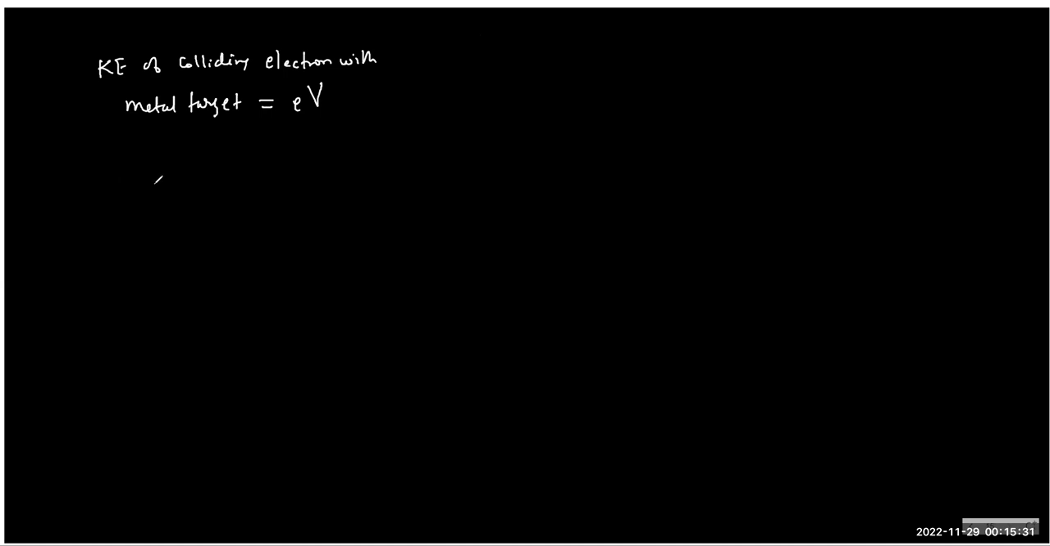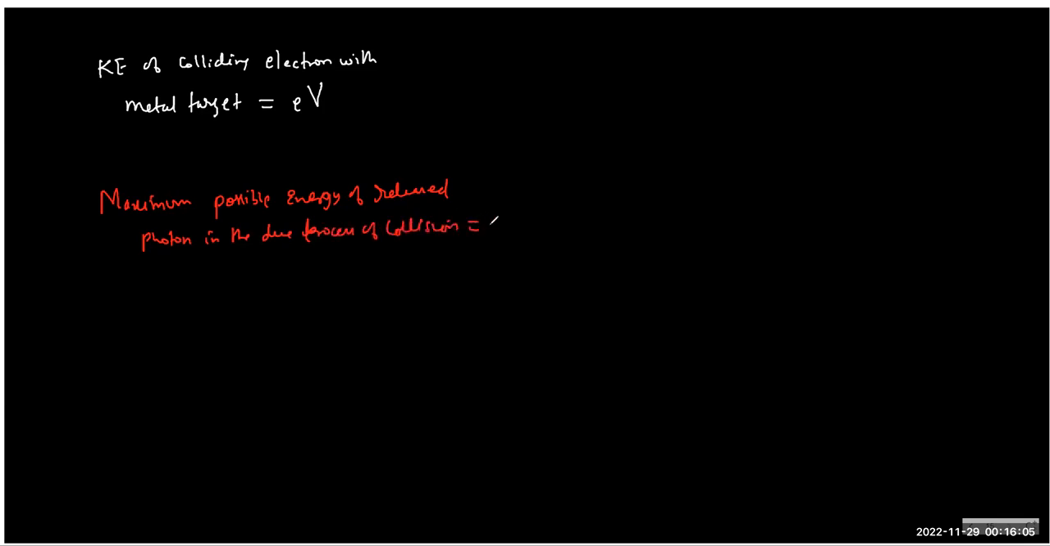So what is the maximum possible energy that an electron can possibly lose? eV. That's the theoretical value. So the maximum possible energy of the released photon in the process of collision equals eV. Can you say it like this? If the maximum electron can lose is eV, so what is the maximum photon energy possible? eV.